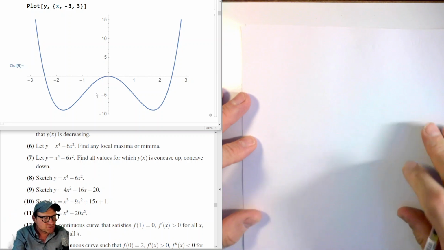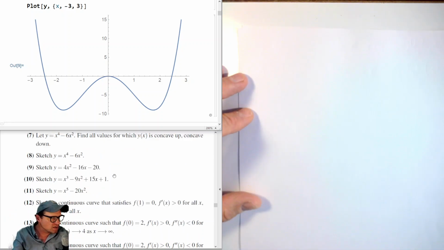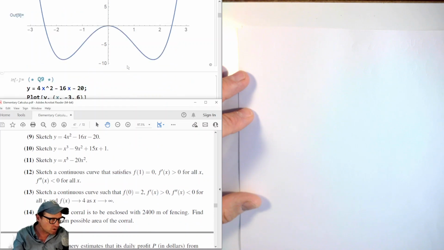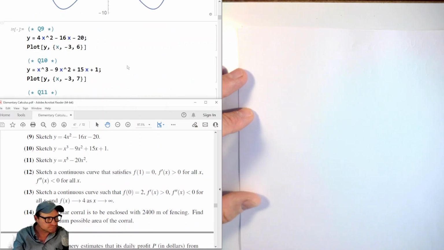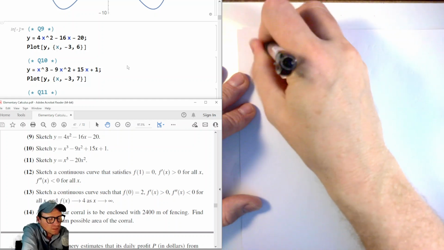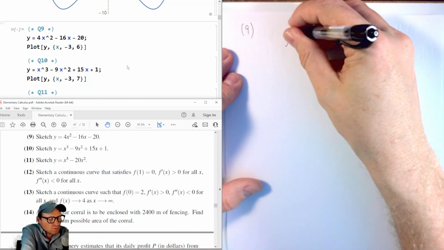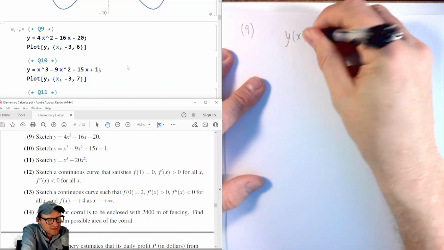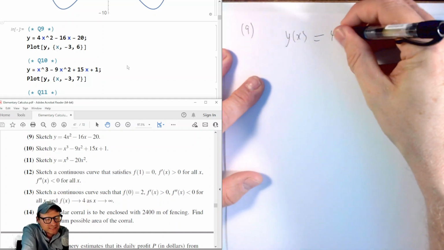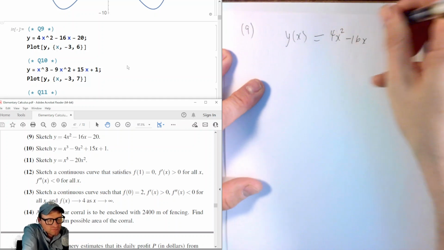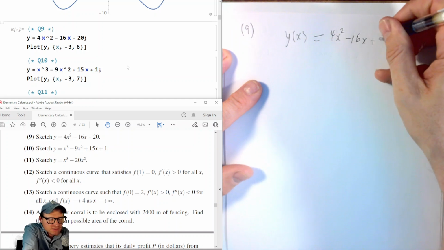So next we're going to do question number 9. In question 9 we have a quadratic function, and it says sketch this. All right, and so to sketch this, we know what this looks like. Its leading coefficient is positive, so it's like a smiley face rather than a frown face.